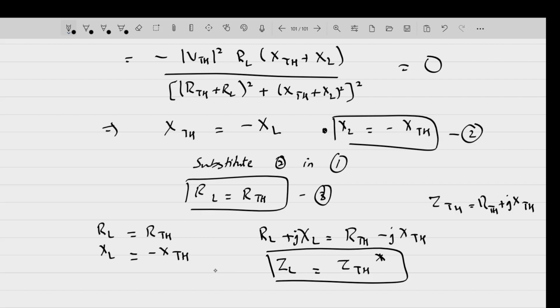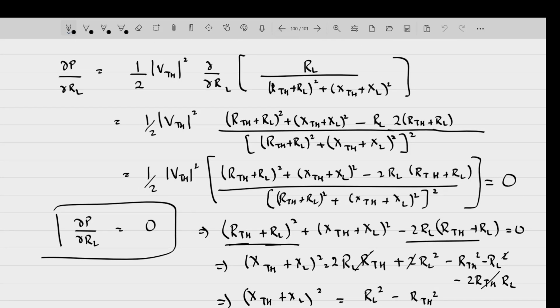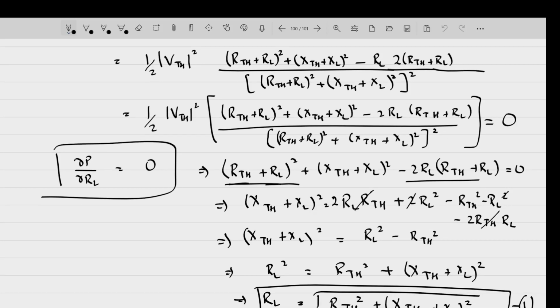Therefore, for maximum power point, the load impedance has to be equal to the complex conjugate of the Thevenin's impedance in case of AC circuits. And what will be the maximum power that will be transferred to the output? We have seen in case of DC circuits, it is equal to V square by 4 RL.